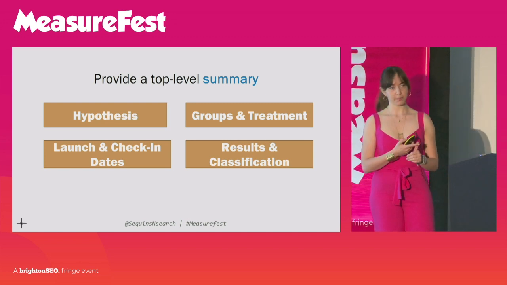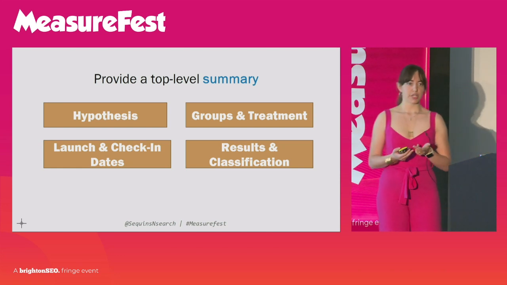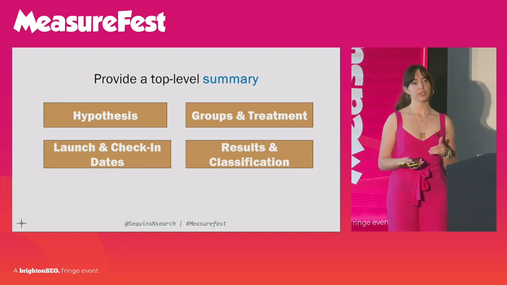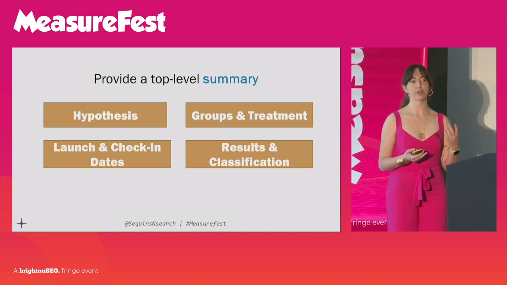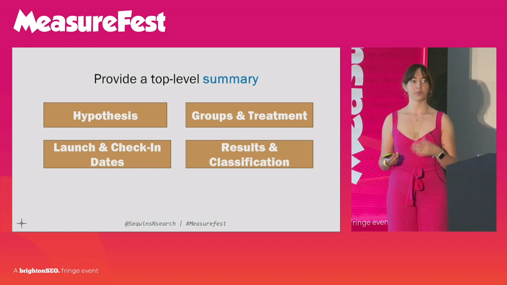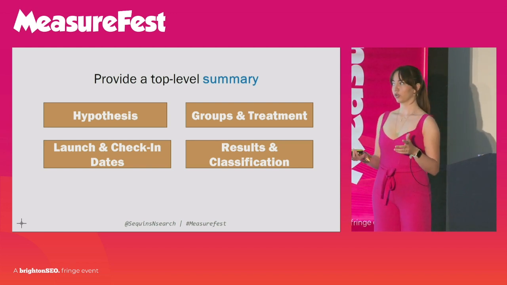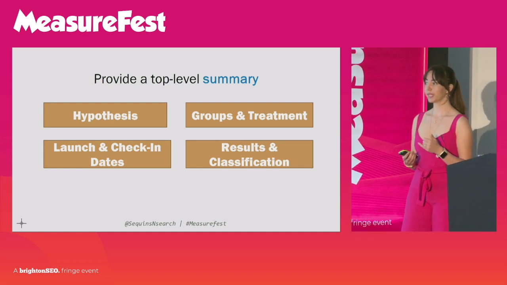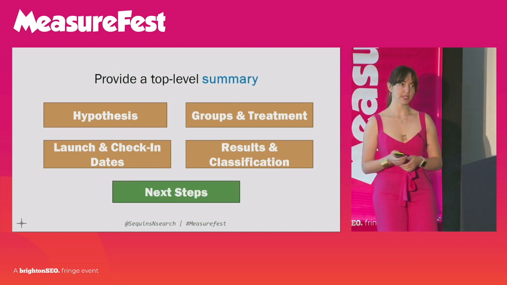So you need to provide the hypothesis, what the groups and treatments were, what the launch and check-in dates were as well, and the results and classification. When I talk about classification, I mainly mention, for example, winner. Was it a winner as compared to your hypothesis? If my hypothesis was that the traffic was going to increase by 10%, did we make it? No, then it's a loser. Was it flat instead? Then it's inconclusive. That kind of thing helps you classify your tests when you have a lot of them to keep track of. And the most important thing is the next steps.